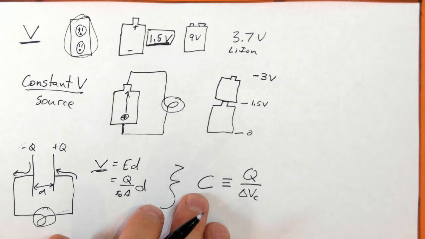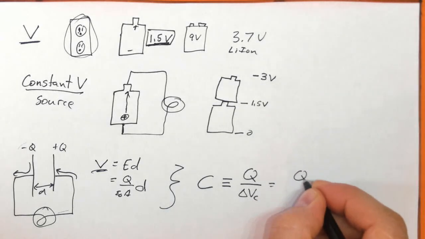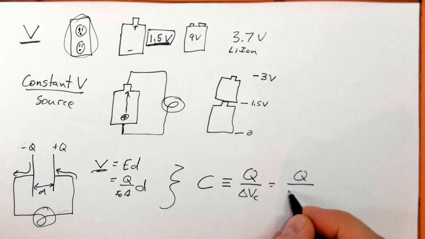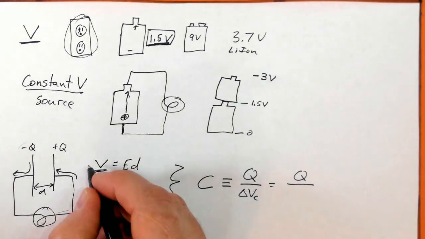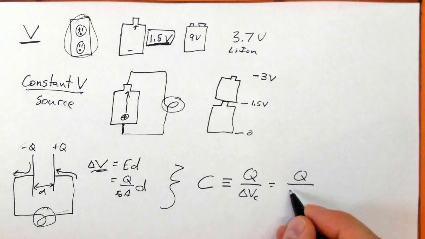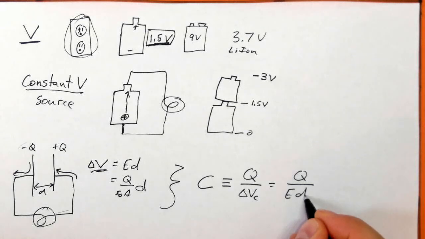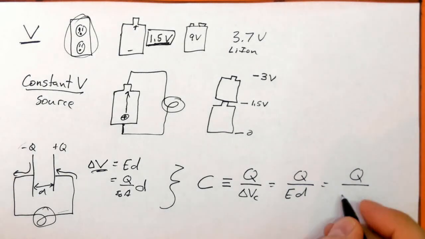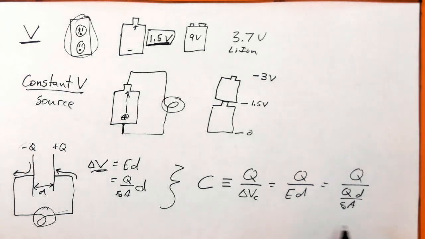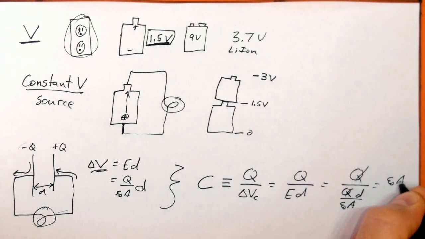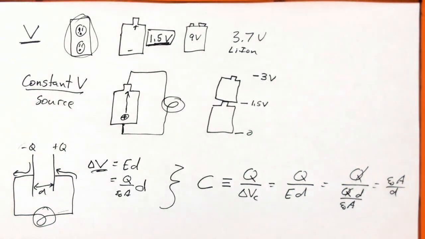And we can see that it depends on just the geometry by looking at the potential. We just saw the potential, I should put a delta V there. We just saw that the potential is E times D, and the electric field is Q over epsilon naught A. Well, the Q's cancel, and flipping the denominator fraction, I get that the capacitance is equal to this constant of nature times the area of the capacitor divided by the gap of the capacitor.